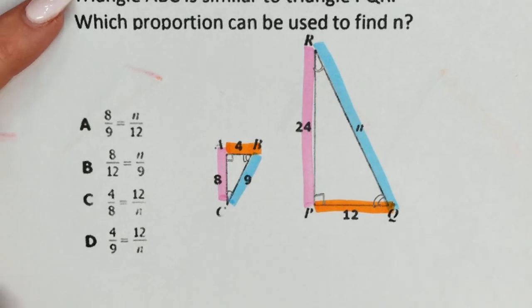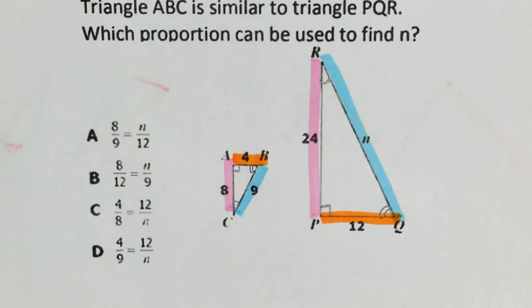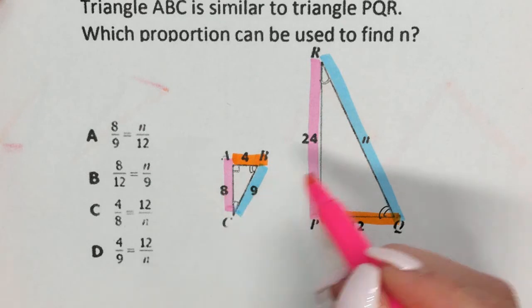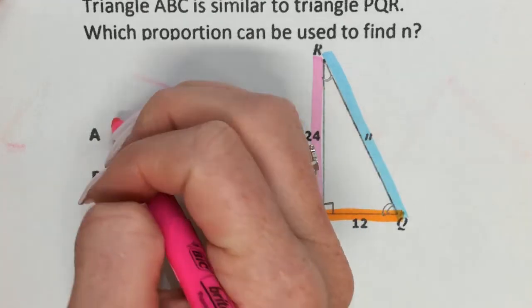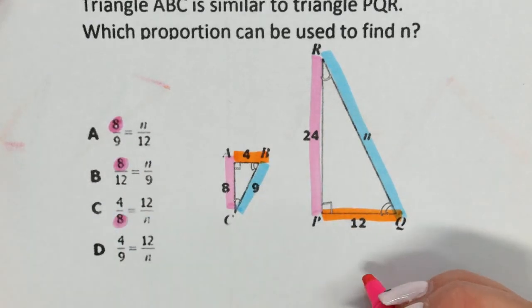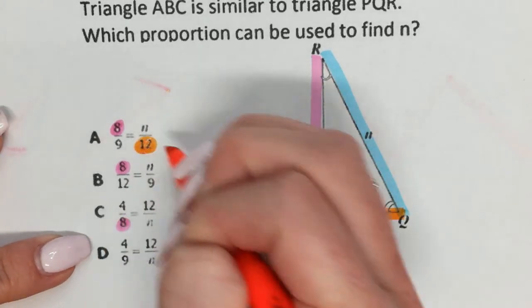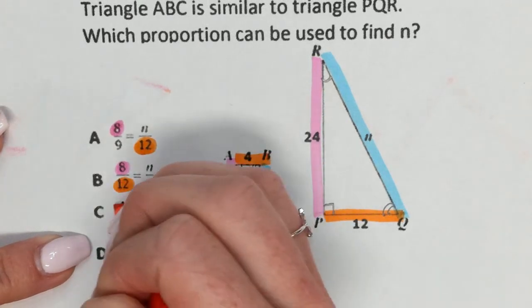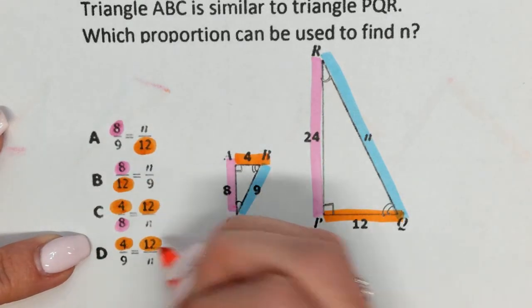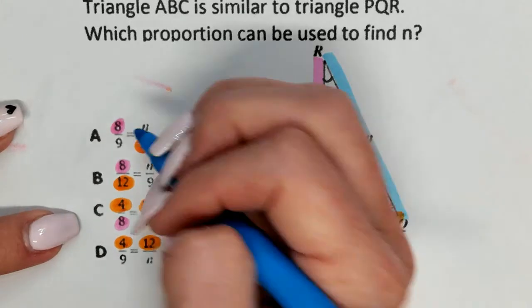All right, now take your same colors and go highlight over here. What color did I do? I did 8 and 24 pink. So I'm going to go find the 8s. And I don't even see any 24s, do y'all? Okay. I'm going to go do my 4s and 12s orange because that's what color I did. And I'm going to go do my 9s and Ns blue.